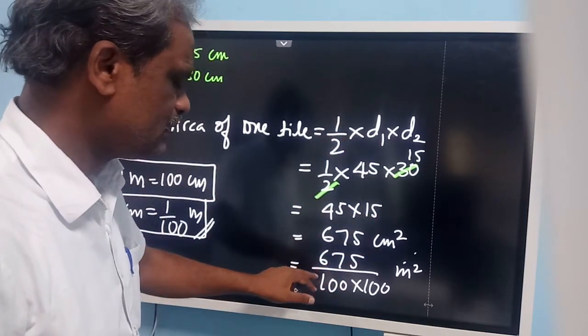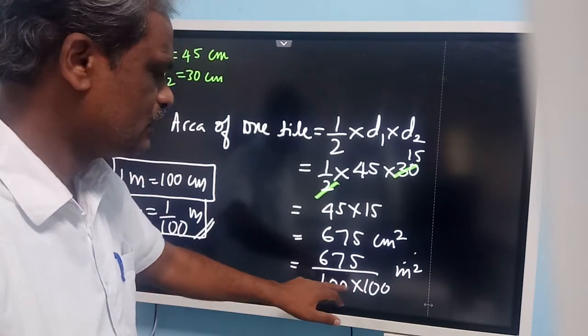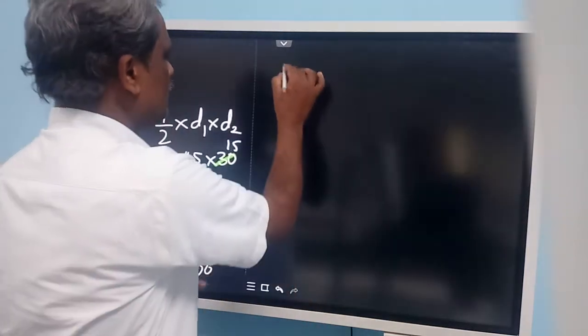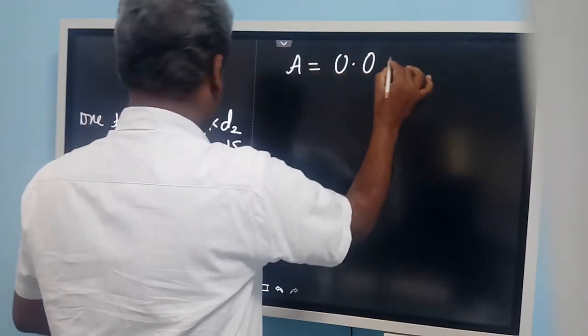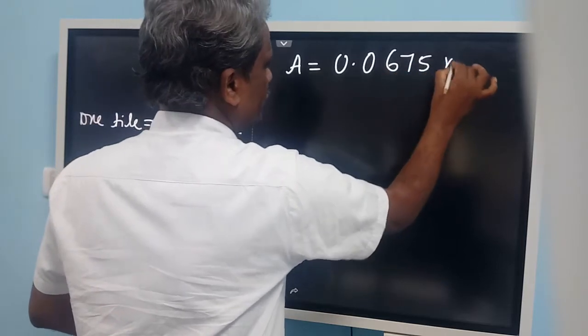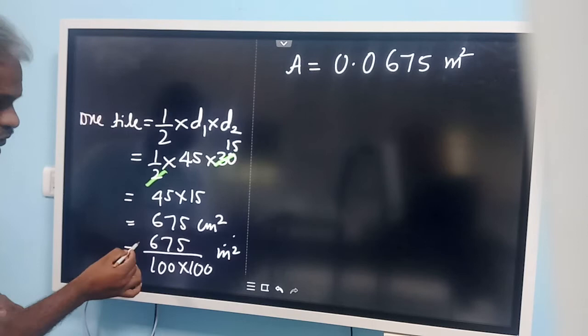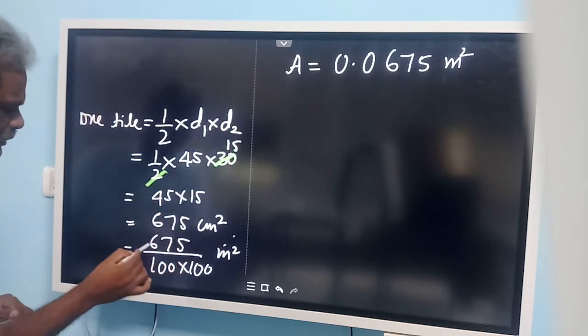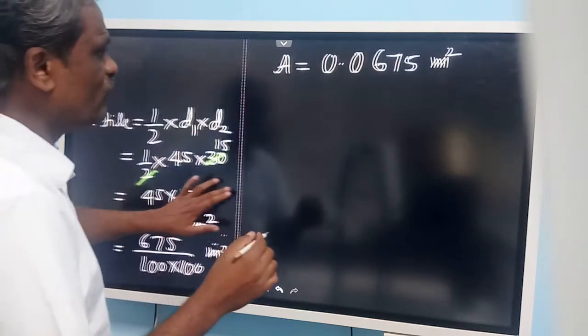Now, what is the answer here? Once you divide, there are 4 zeros in the denominator. So the area will be equal to 0.0675 meter square. So look at this. There are 4 zeros in the denominator. 4 digits you go back and keep the decimal point. 1, 2, 3. Then put one more zero. Then the decimal point. So now this is the area of one tile.